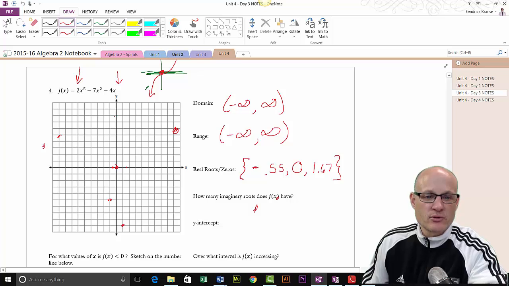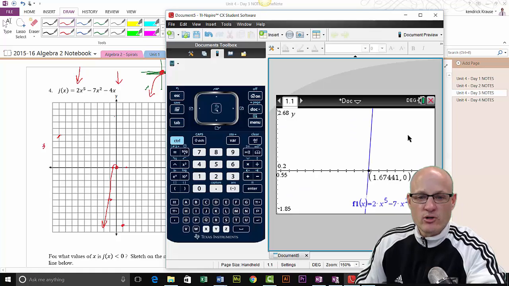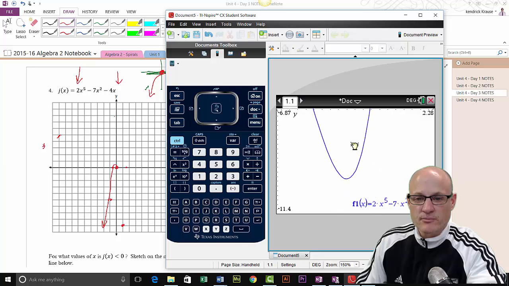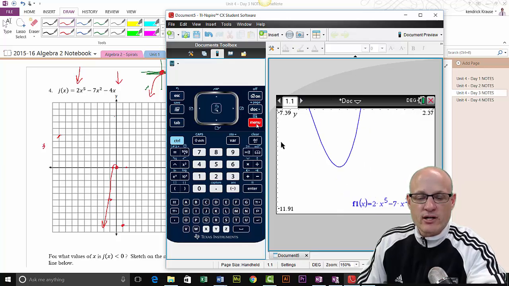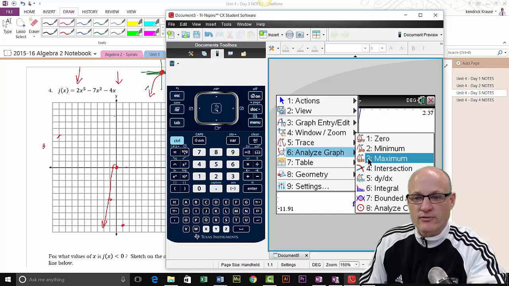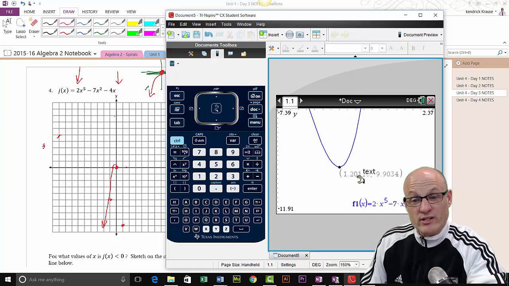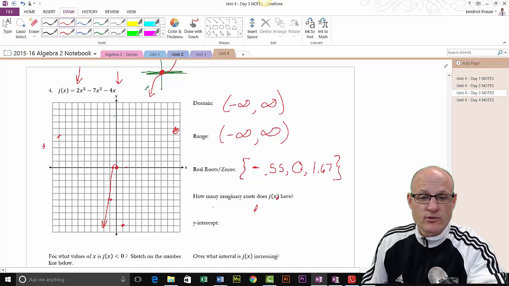So I mean, this is really what it looks like. Tough to sketch. I don't know if this is a minimum, so I probably should go find out if this is a minimum down here. I don't know if that's at 11 or at negative 9 or not. So analyze graph, minimum, click, click. Negative 1.2, negative 9.9. So actually it's a little bit past the thing. So there's a minimum down here.